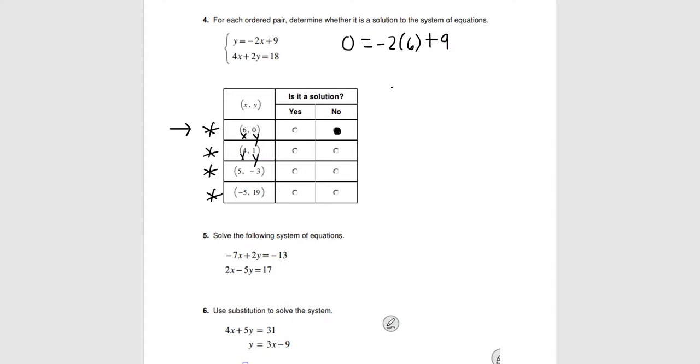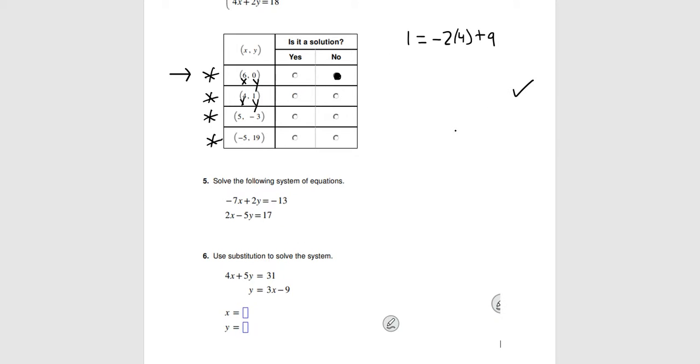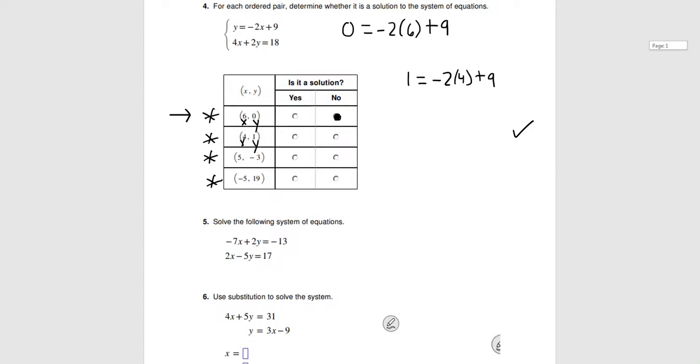Okay, let's try 4, 1. Remember that the point needs to make both equations true. So if I plug 1 in for the y in the top equation, 1 equals negative 2 times 4 plus 9, that's true. Okay, and then if I plug the same point, 4, 1, into the second equation, I'm going to have 4 times 4 plus 2 times 1 equals 18, and that is true. Okay, so this would be a solution because it makes both equations true. And for these, you are checking all 4 points and you're just saying yes or no.